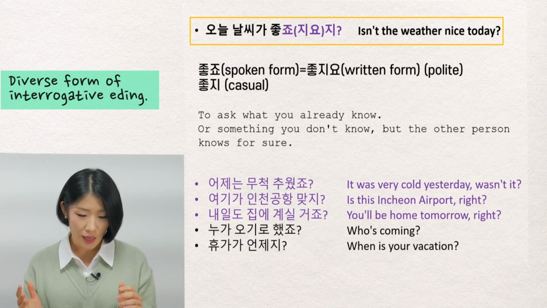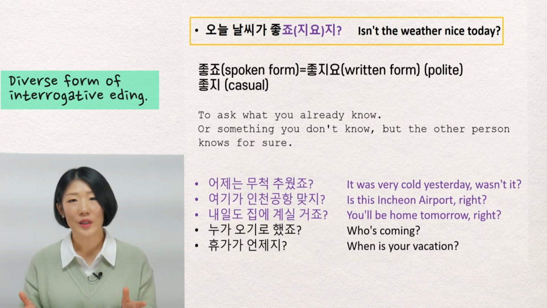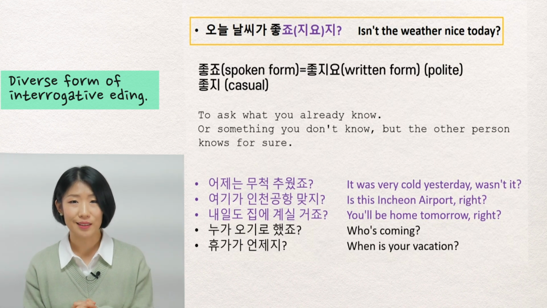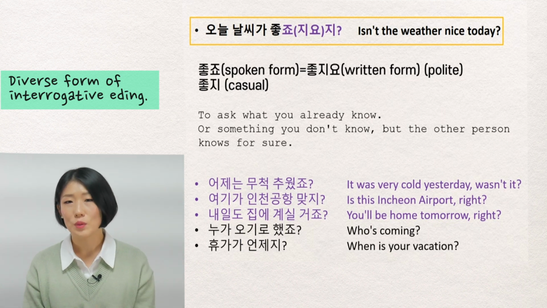And let's see the next expression. 여기가 인천공항 맞지? Yeah, I want to check it one more time. I want to make sure so I can ask like this. And the next one is 내일도 집에 계실 거죠? I know that person must be staying at home, but I just want to check one more time.